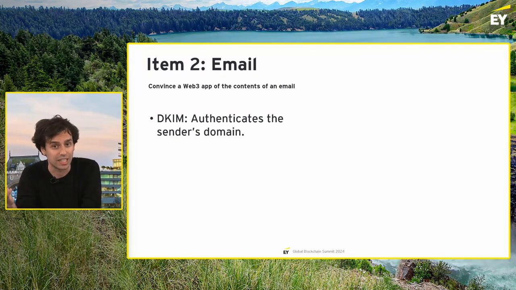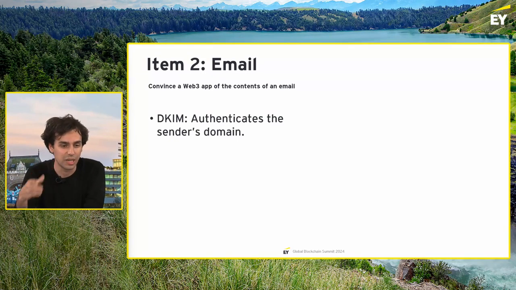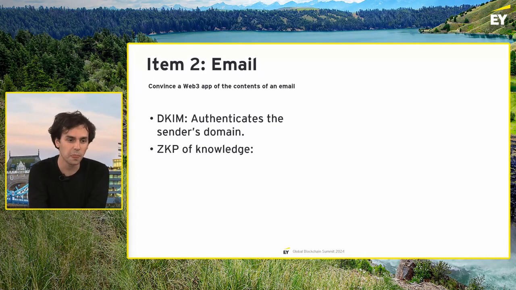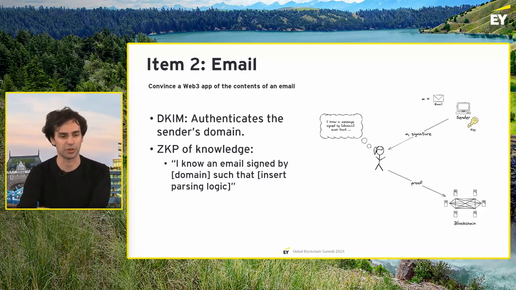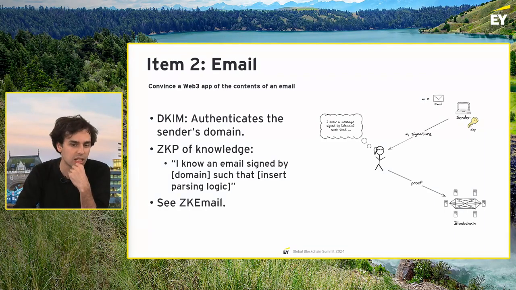So in the name domain key, we know that the email is identified with respect to some domain, not a sender. So we don't know who sent it, but we know that the domain is, let's say, ey.com. So again, we can do a zero-knowledge proof of knowledge, attesting that some sender sent an email, that they've signed with their domain key, and that the email contains specific information. And this is what a company called zkEmail does.